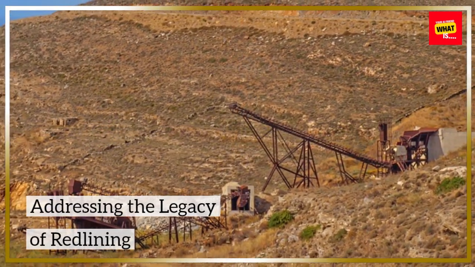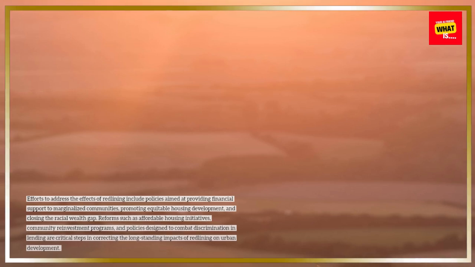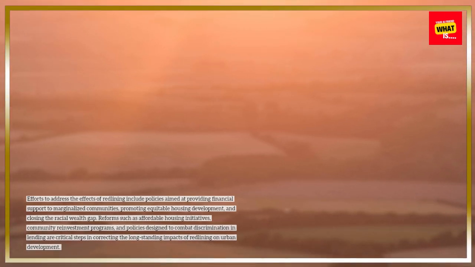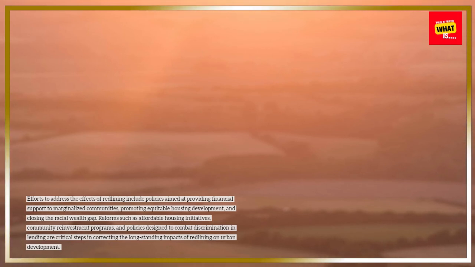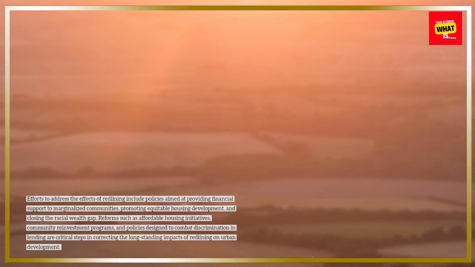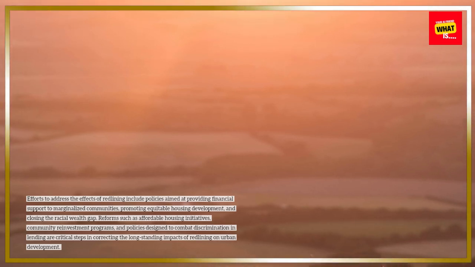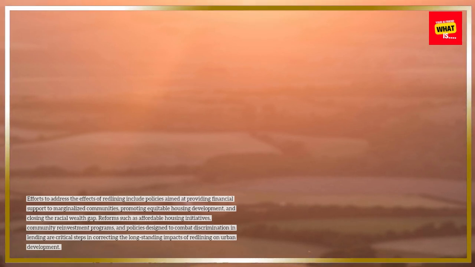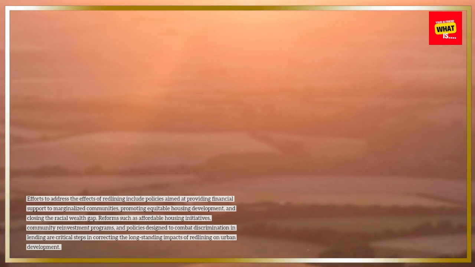Addressing the legacy of redlining. Efforts to address the effects of redlining include policies aimed at providing financial support to marginalized communities, promoting equitable housing development, and closing the racial wealth gap. Reforms such as affordable housing initiatives, community reinvestment programs, and policies designed to combat discrimination in lending are critical steps in correcting the long-standing impacts of redlining on urban development.